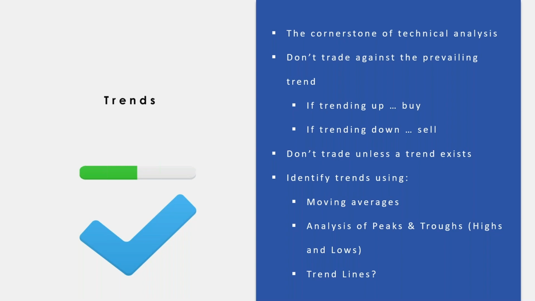There's a number of ways in which we can identify trends. Moving averages is obviously what I'm going to talk about shortly. Analysis of peaks and troughs, where we have the major turning points, the highs achieved or the peaks, and also the lows or the troughs, and trend lines. And I put in a question mark there.